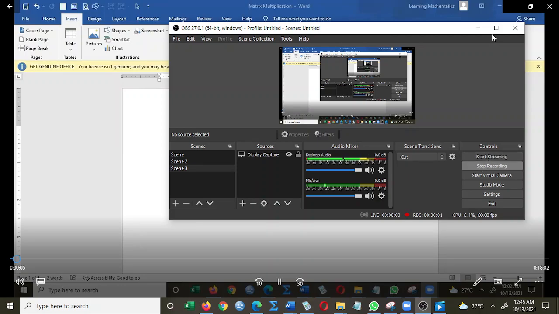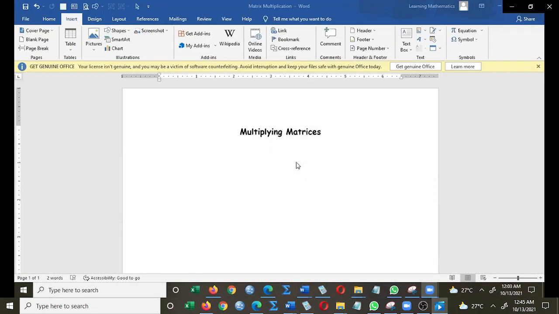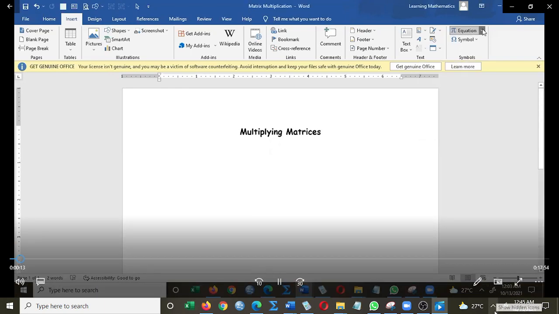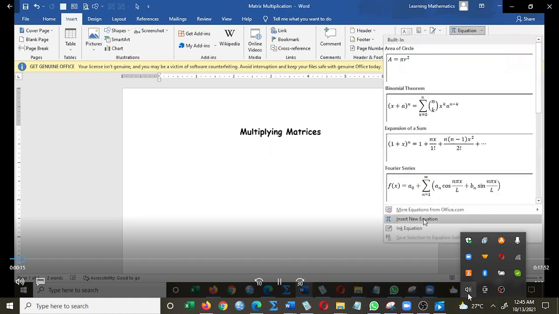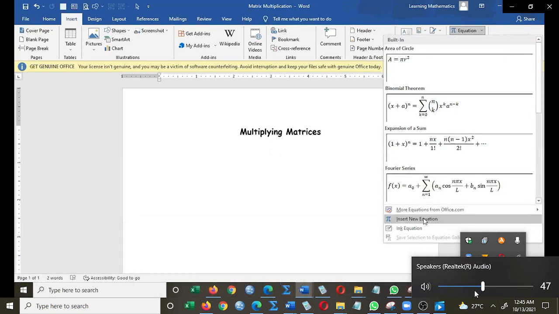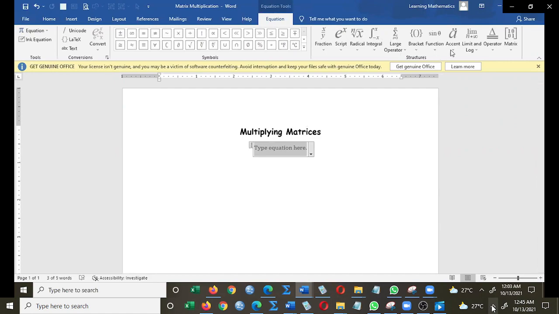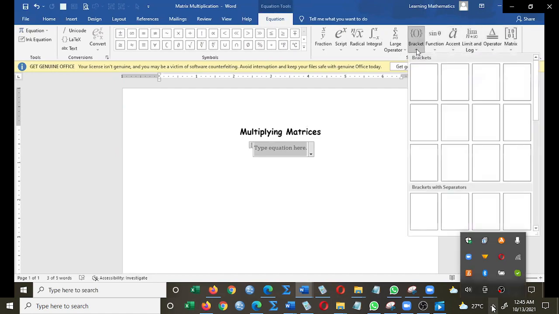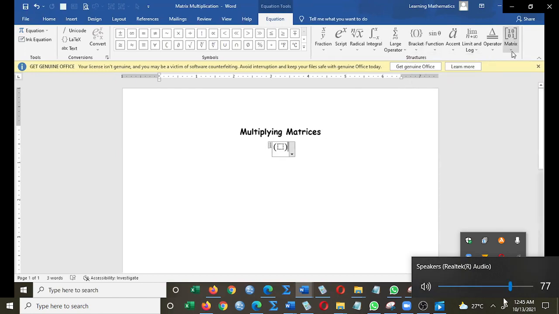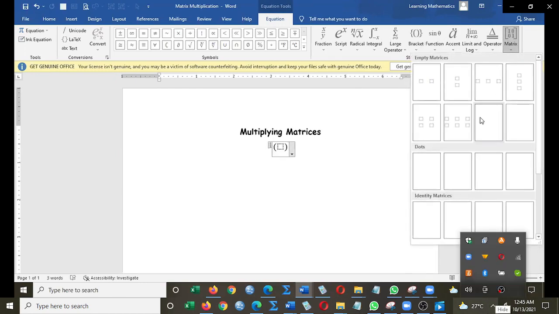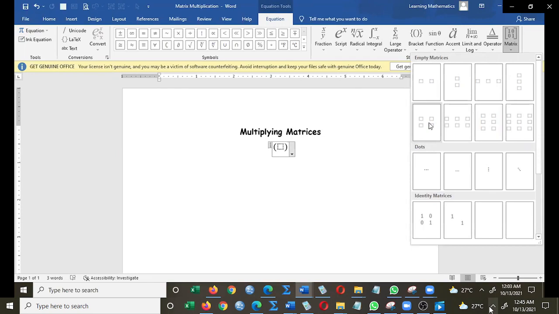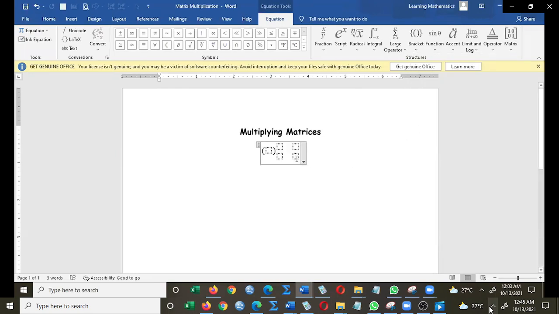Demonstrate how to multiply two matrices. Okay, let's multiply a 2 by 2, a 2 by 2, get a 2 by 2, get a bracket, and let's get a 2 by 2 matrix. Let's put it in the bracket.